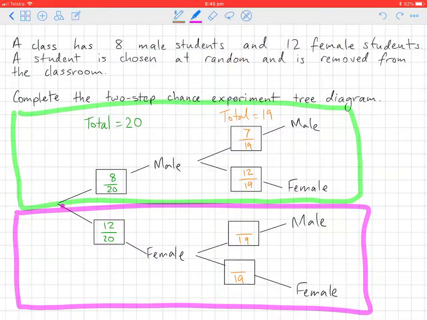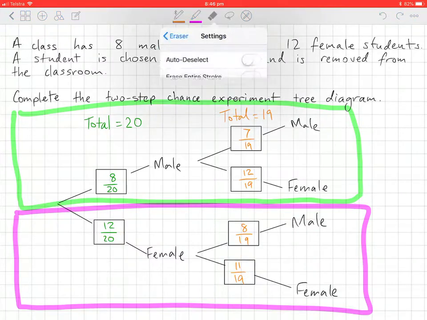Now, second to that, in the situation where we choose a female first, then again 20 goes down to 19 in total, so that's a given. But from 12 females, no males are affected, so the original number of 8 males will remain. So we have 8 out of 19 males. However, for the female, since we chose a female out of the 12 and removed her from the group, for the second choice of females, we will only have 11 girls this time. So from 12, we've gone down to 11.